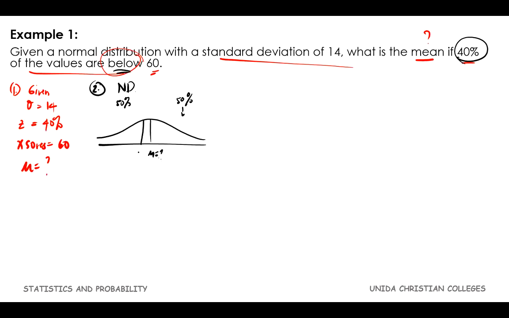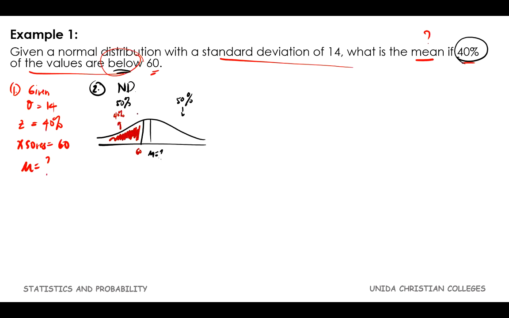Let's assume na ito yung 40%, kasi sabi 60 pababa. Yung 40% ng values ay below 60. Okay? Next, paano natin makukuha yung value ni mean?